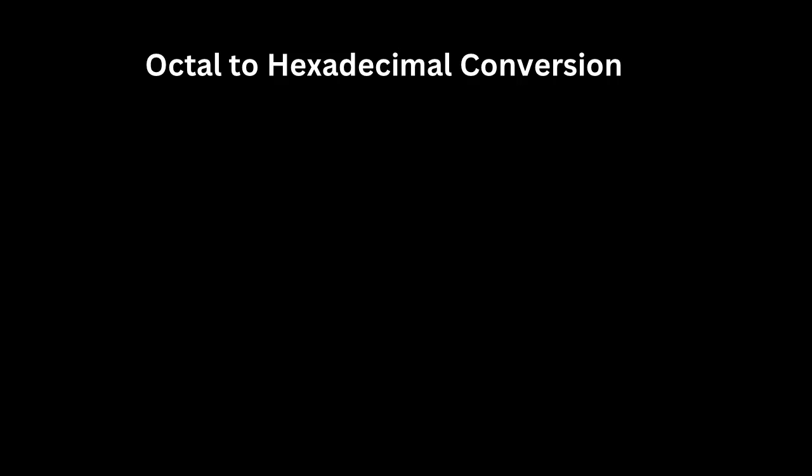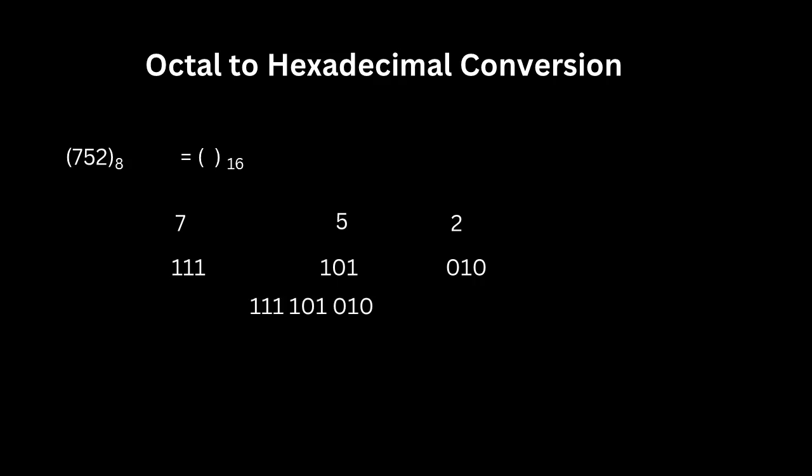Let's convert the octal number 752 into hexadecimal. First we convert each octal digit into 3-bit binary. The digit 7 becomes 111. The digit 5 becomes 101 and the digit 2 becomes 010. Now we write the full binary number 111 101 010.